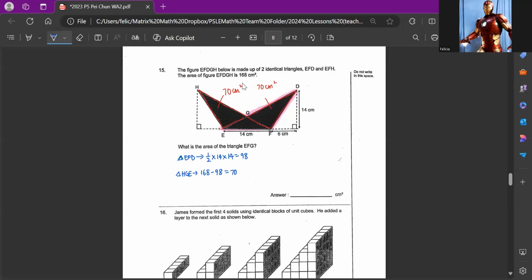So now to find your EFG triangle, you can just use your 168 minus the two 70s to get the answer. So the answer will be 28 square centimeters.